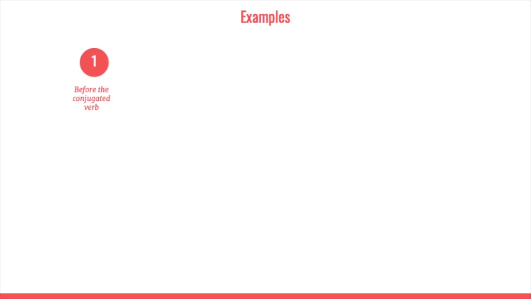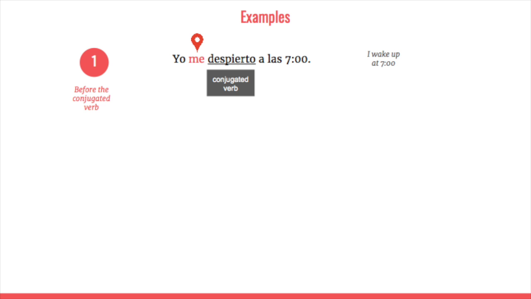The first rule, before the conjugated verb. So we have, yo me despierto a las 7. So the verb despertar is conjugated here. So that's why we put me before it. Now, for example, yo me tengo que despertar a las 7. Tengo is conjugated, so that's why we put me before.